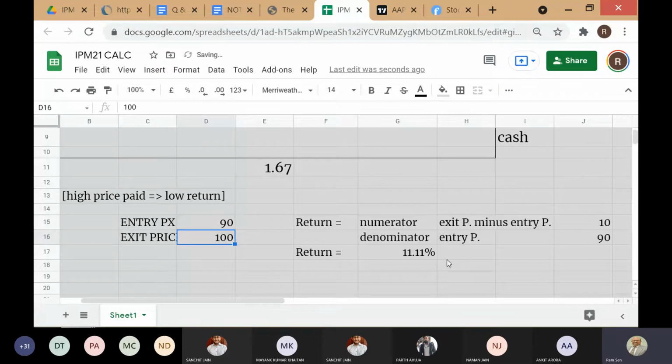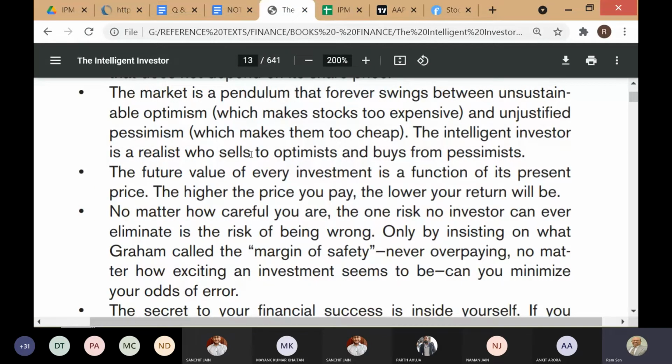Okay, return goes down. Everybody is happy. Of course, people are not happy when the return goes down. But now you see this. Obviously the opposite of this is the lower the price you pay, the higher the return. The lower the entry price, the higher the return.